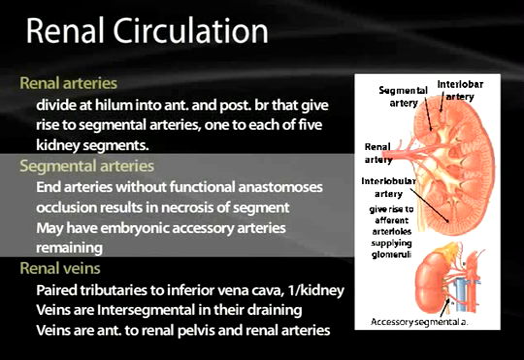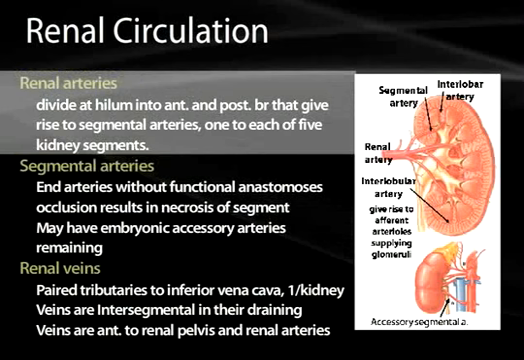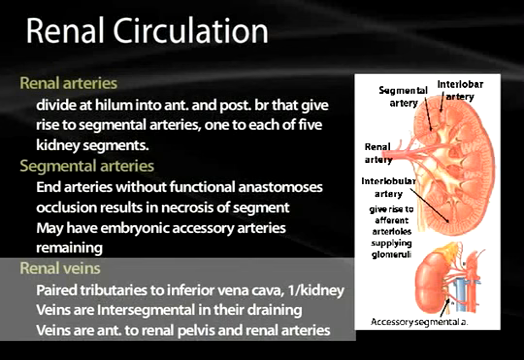It will ascend from the pelvic regions up into the posterior abdominal wall where it sits in the adult, and if the vessels do not degenerate on cue, they can be remnant. The renal arteries will divide at the hilum into the anterior and posterior branches, and those will become the segmental vessels, one to each of the 5 lobes or kidney segments. The renal veins are paired tributaries, and they'll go into the inferior vena cava eventually, one per kidney.